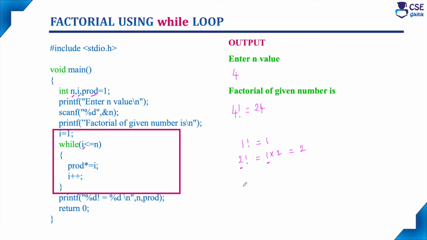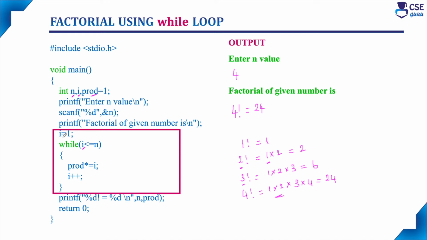So we will get 2. Suppose 3 factorial is 1 into 2 into 3. Starting from 1 up to the given number, we multiply each number, so we will get 6. And 4 factorial is 1 into 2 into 3 into 4, so we will get 24. Likewise we need to find it. So this is the logic of the factorial function, and we need to implement this in a C program.